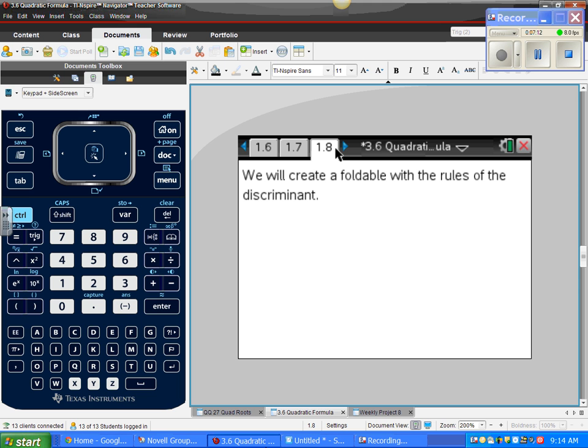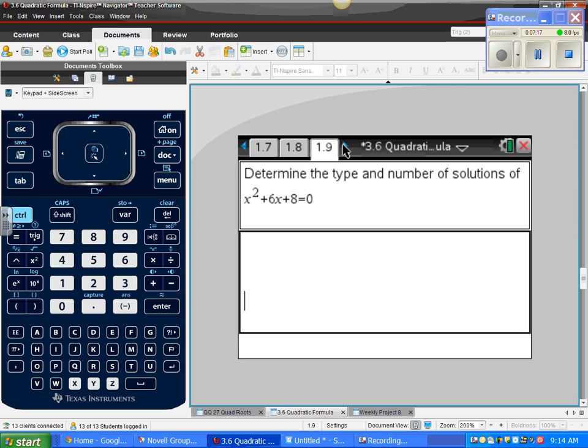Okay, so how do we use it? That's what we need to figure out, right? So the next page, I have a quadratic, and I want to determine the type and the number of solutions. So am I asking for the solutions? No, I'm not. I'm asking for what type of solutions I get and how many I get. Okay, so I don't need to solve it out.